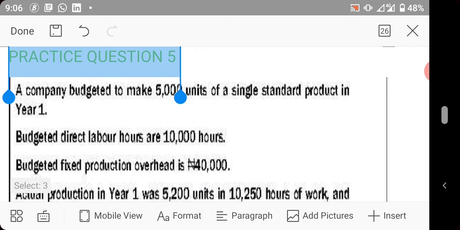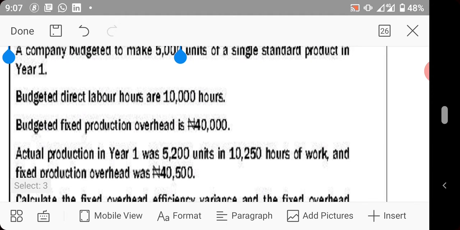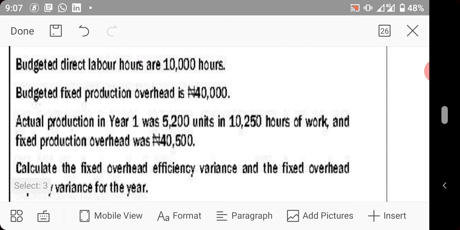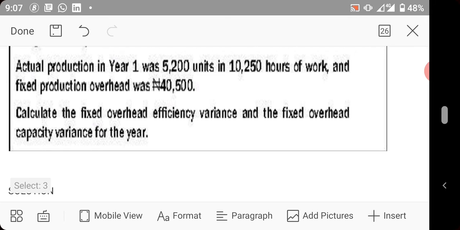5. A company budgeted 5,000 units of a standard product in year 1. The budgeted hours is 10,000 hours. The budgeted fixed production overhead is 40,000 naira. Now, we move to the actual section. The actual production was 5,200 units, 10,250 hours of work, and fixed production overhead was 40,500. We were asked to calculate the efficiency variance and the capacity variance.